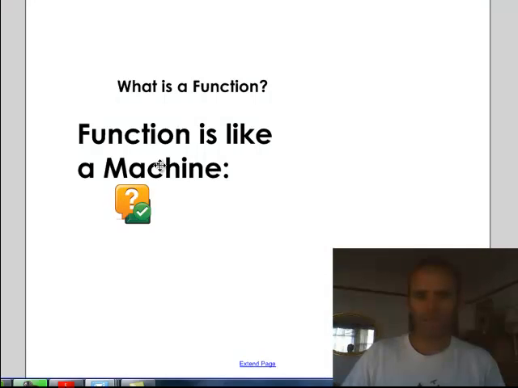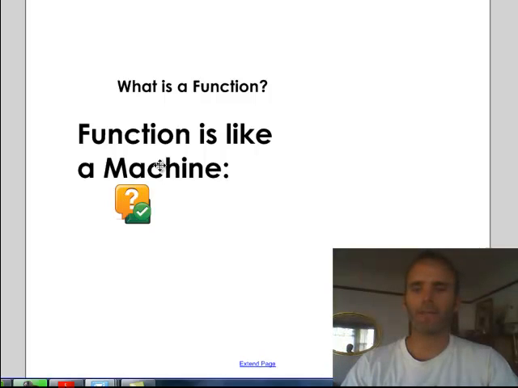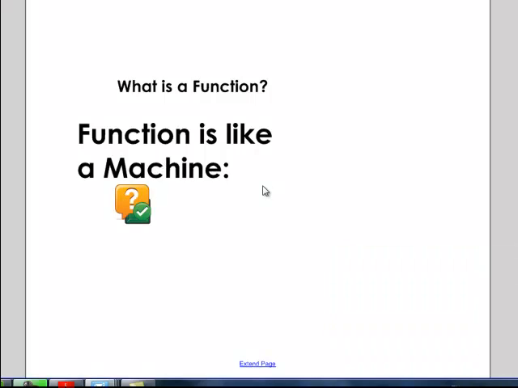Okay, class, so this lesson is on a little bit more review on functions and the connection between functions and relations. So let's look at this. This statement right here says that a function is like a machine. And what I want you guys to do for this is just really pay attention to this lesson. You can take notes if you want to, but it's not mandatory.